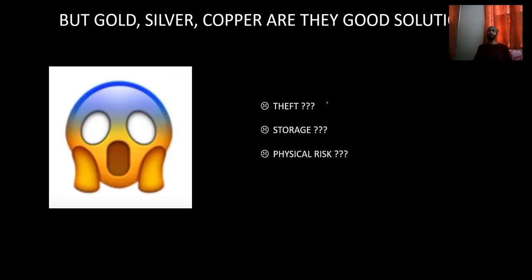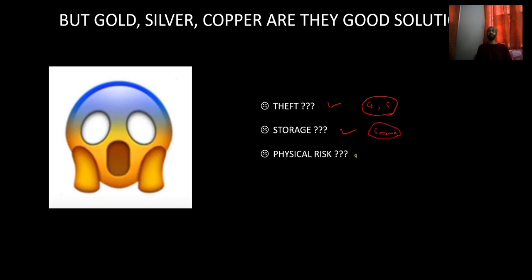The problem of theft came along. Let's say you are storing some precious metal, gold or silver somewhere, and some dacoits or thieves came and stole it all up. What would happen then? So, theft became a problem. Storage. How do you store them so that they are secure? This became a huge problem.